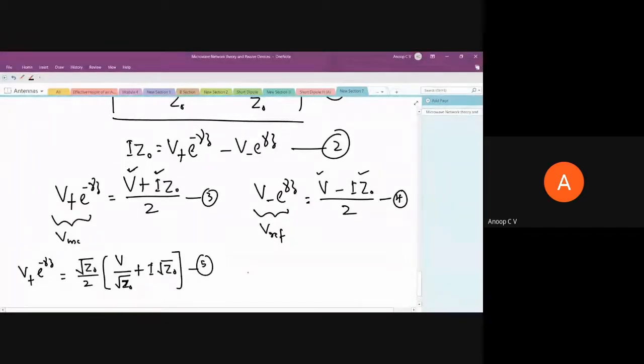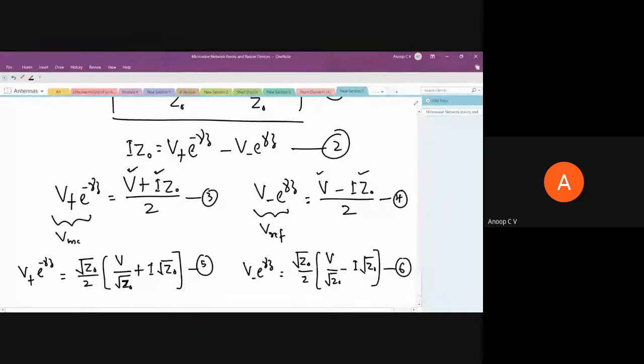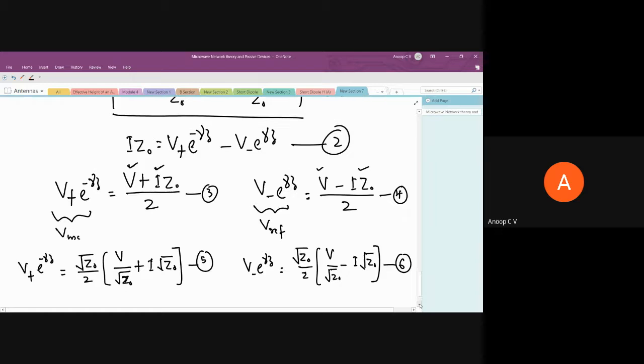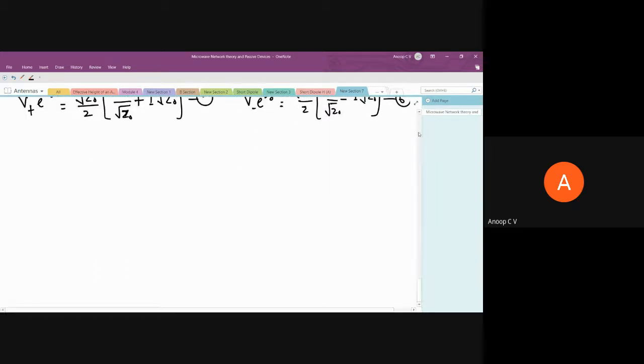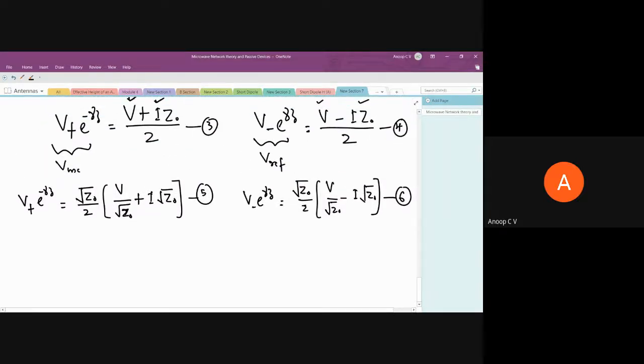And similarly here I will get V minus e power gamma z to be equal to, again, root z naught by 2 times V by root z naught minus I times root z naught. So I am calling it equation number 6. All of you please take it down. I'll give you some time. Yeah, so now I hope all of you are able to take it down.